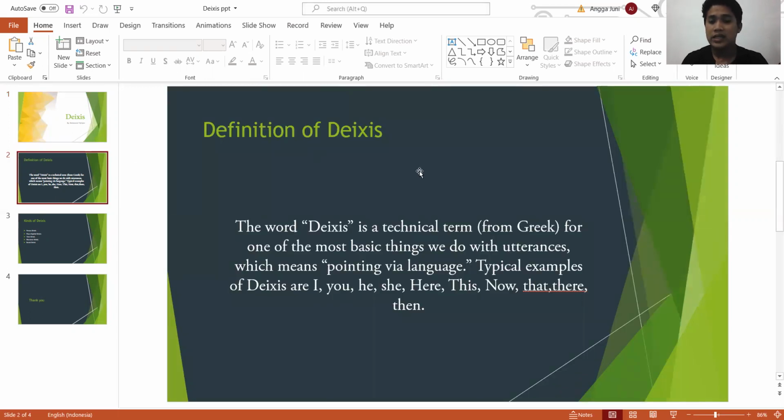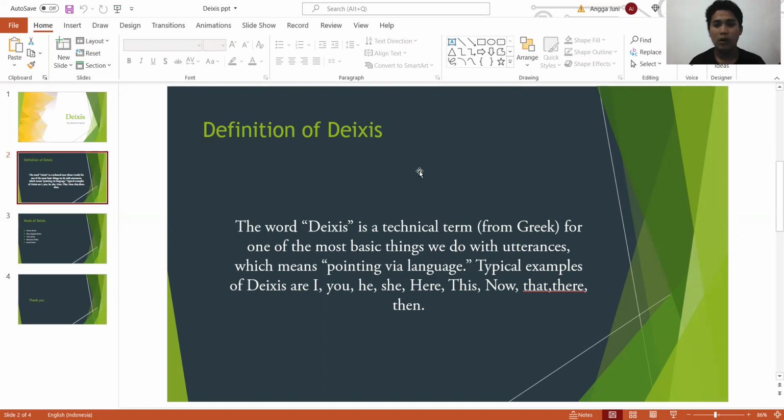Here is the definition of Deixis itself. The word Deixis is technically a term from Greek for one of the most basic things we do with utterance. That's really basic. Even a baby knows how to do that. Ini apel, itu semangka. They will say it like that unintentionally because they learn it directly by acquiring the language.